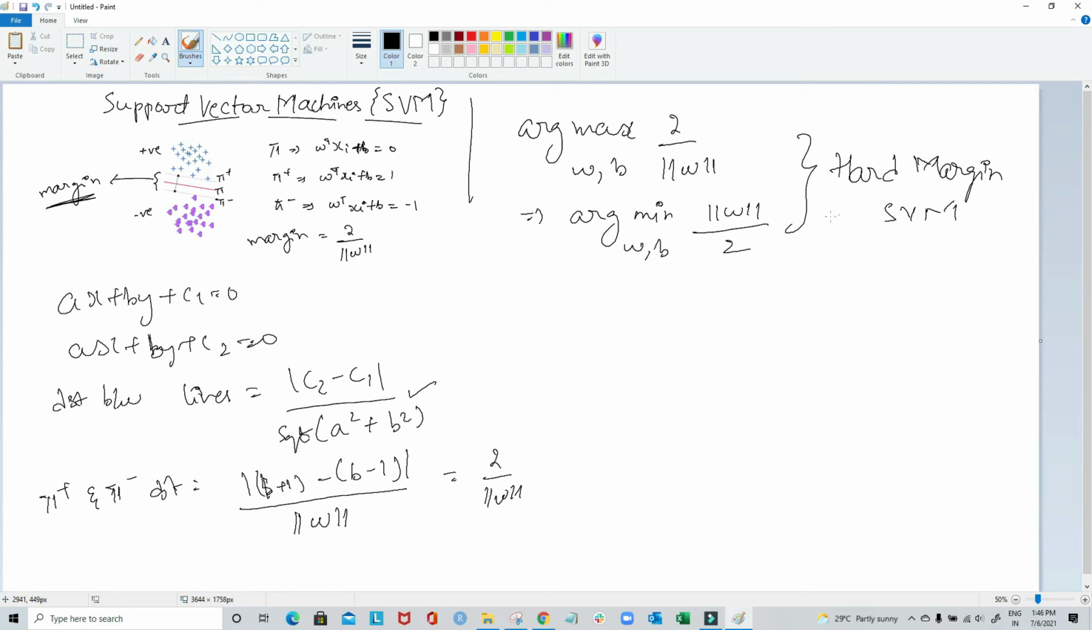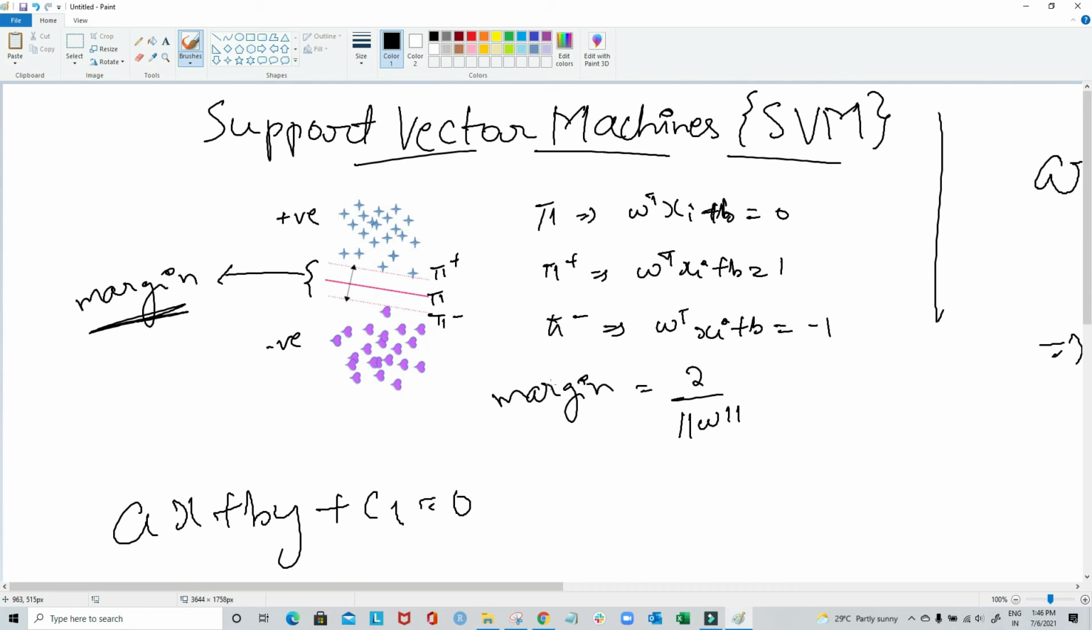Why it is called hard margin SVM is, as you can see from the data points here, it assumes the points are linearly separable. There are no positive points between the margin or on the negative side. Same with the negative points, they are not on the positive side or between the margin. So hence it is called a hard margin SVM.